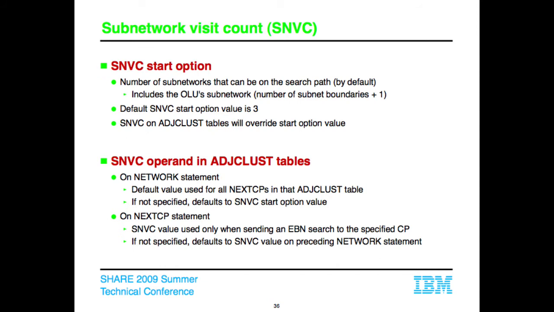But first, let's talk about the subnet visit count start option. This is how deep should the search go. The subnet visit count does not count how many network boundaries you cross. It counts how many networks are involved. And my network, the originating LU's network, has to count as one of them.